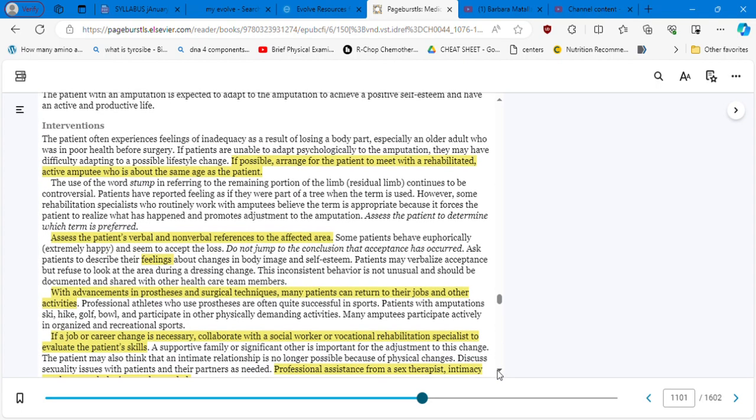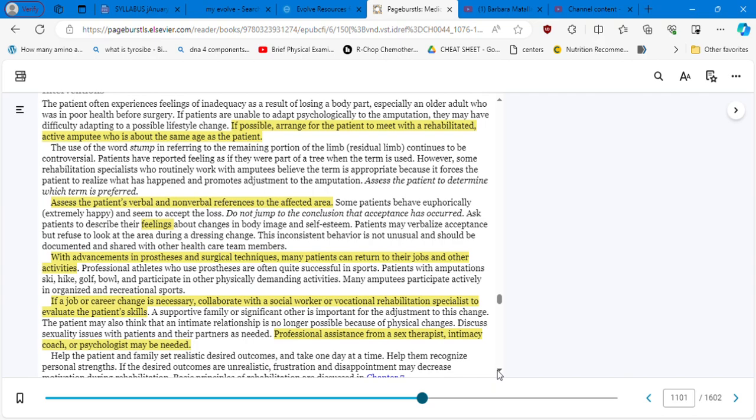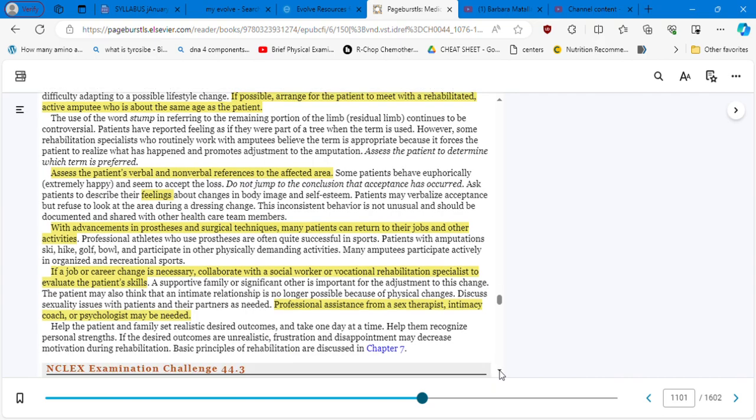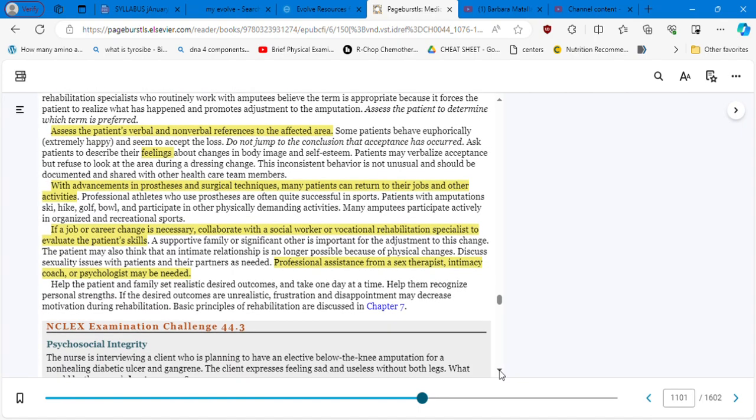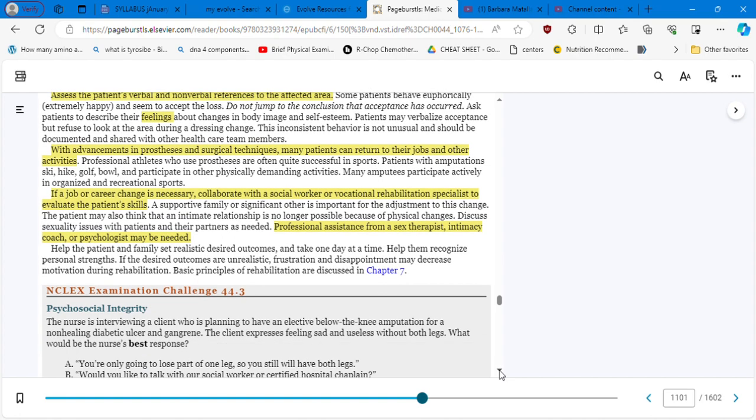Assess the patient's verbal and nonverbal references to the affected area. Also assess the patient's feelings. With advancements in prosthesis and surgical techniques, many patients can return to their jobs and other activities. That's true. If a job or career change is necessary, collaborate with a social worker or vocational rehabilitation specialist to evaluate the patient's skills. Professional assistance from a sex therapist, intimacy coach, or psychologist may be needed. It's a whole new world.